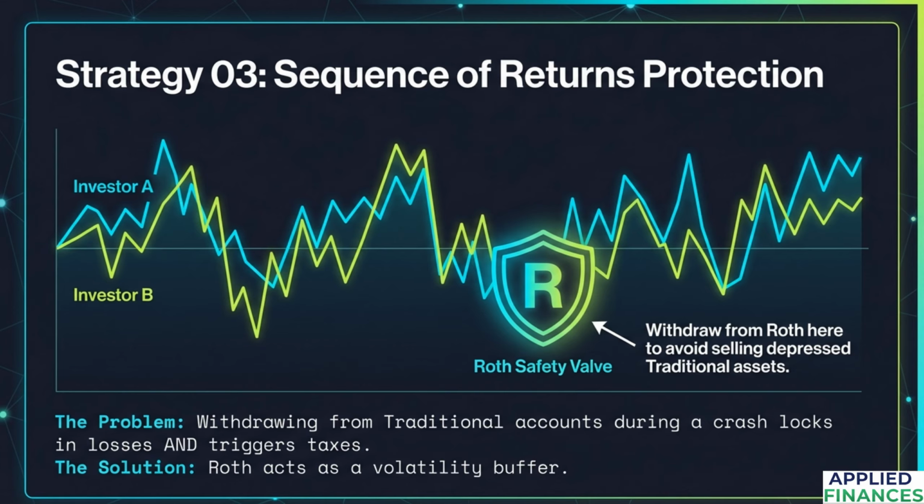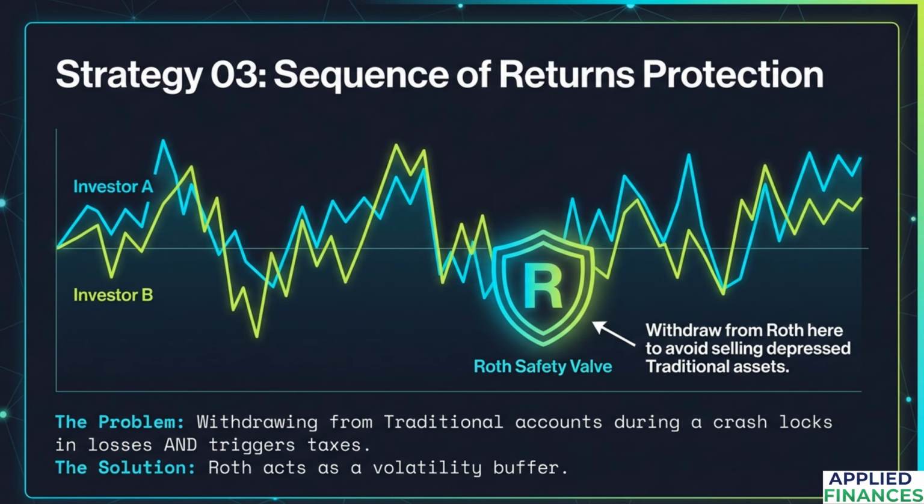Strategy number 3 involves sequence of returns protection and utilizing the Roth account as a safety valve. Market volatility is an unavoidable reality of investing. The problem is that withdrawing from traditional pre-tax accounts during a market crash locks in your losses and triggers a tax bill at the same time. This is a double blow to your portfolio.